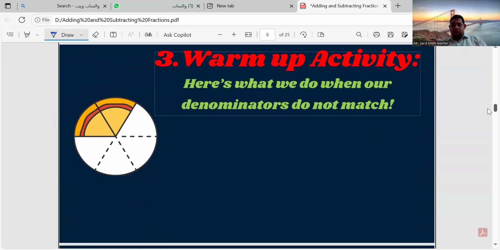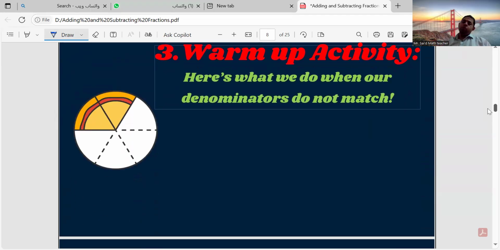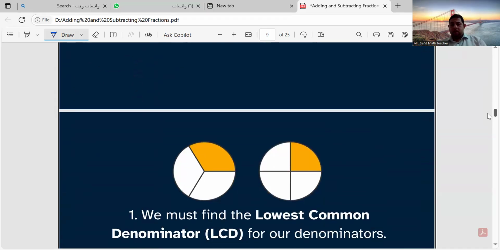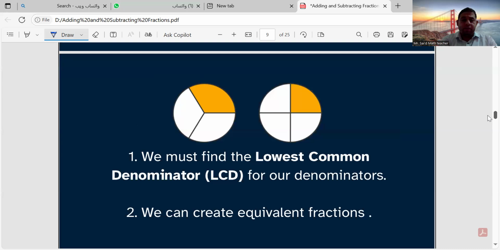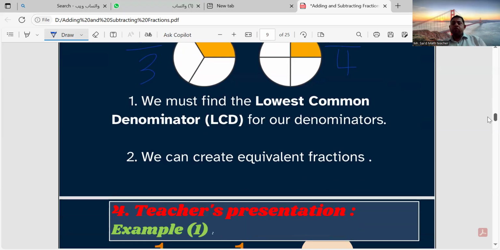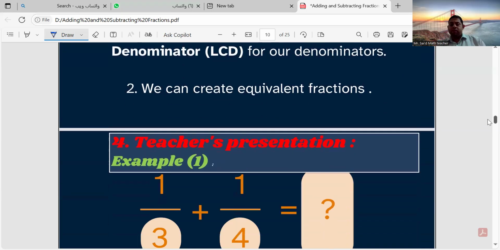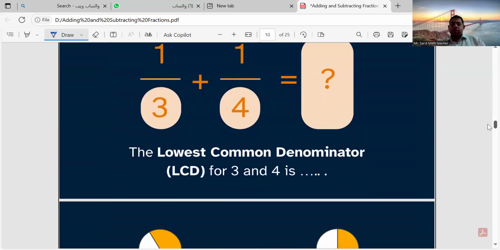Okay? Here is what we do when our denominators don't match. We have a new example here, another two fractions. We have 1/3 and 1/4. Okay, how can we add them? First, we must find the lowest common denominator, which is LCD. Then we make equivalent fractions, and then you can add them easily. Look at these steps here.